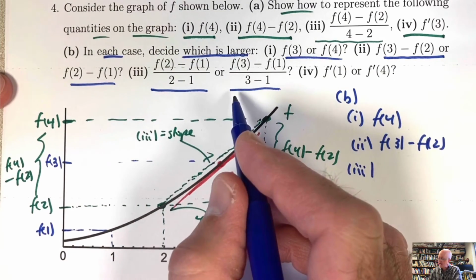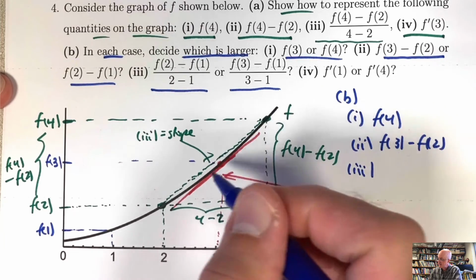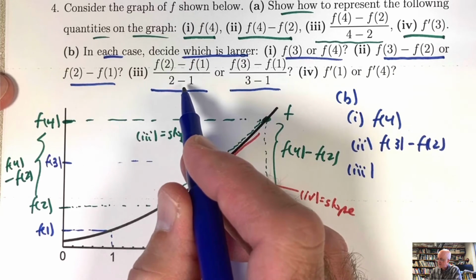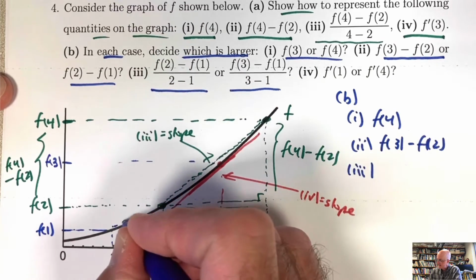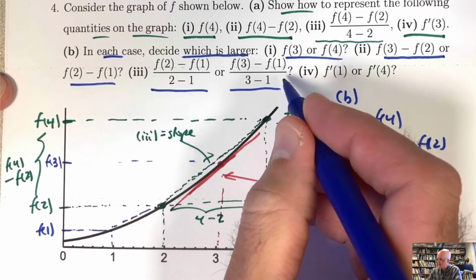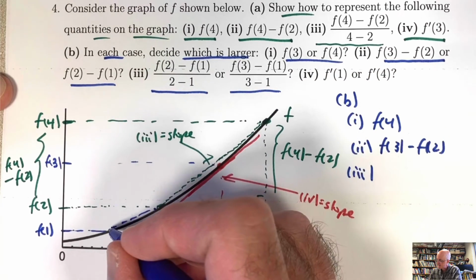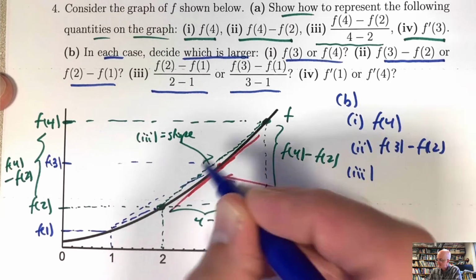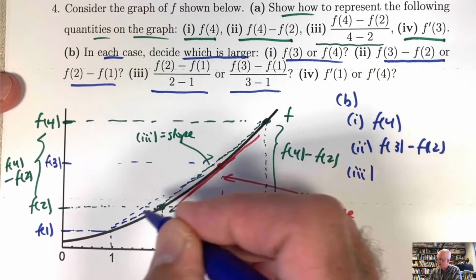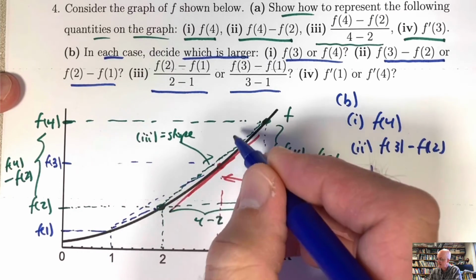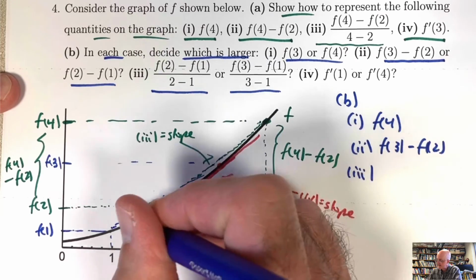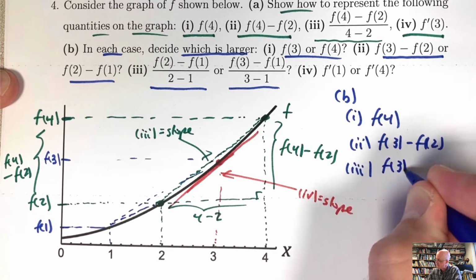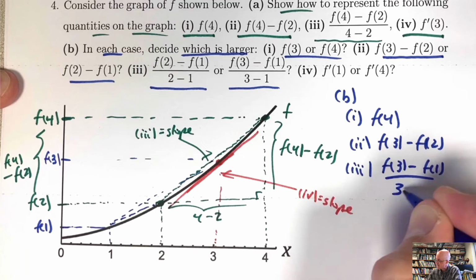These are slopes of secant lines, just like in thinking about the slope right there. F of 2 minus f of 1 all divided by 2 minus 1 is the slope of this secant line. F of 3 minus f of 1 all divided by 3 minus 1 is the slope of a secant line looking like that. You can see that one's a bit bigger. This is the bigger answer. The reason is, again, because the graph's concave up, keeps getting bigger and bigger slope, and that makes this secant line here have a bigger slope than this secant line here. F of 3 minus f of 1 all divided by 3 minus 1.